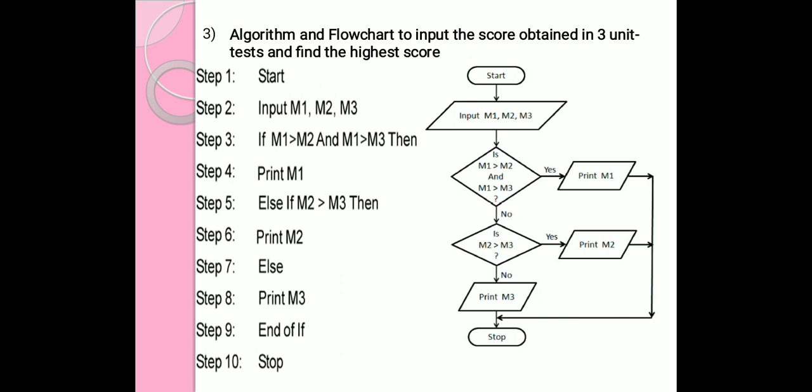Is M2 greater than M3? Here again two boxes, two outputs. If it is true, print M2, otherwise print M3. Then the 3 print statements flow to the stop statement. It is the flowchart for inputting scores obtained in 3 units and finding the highest score.